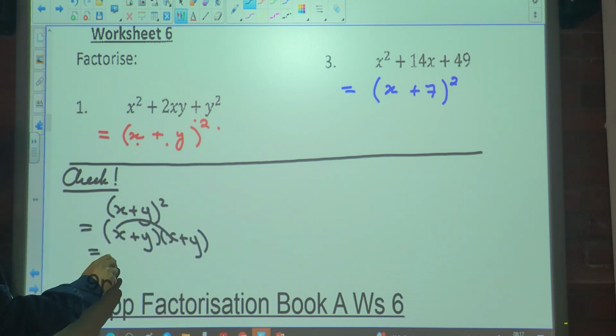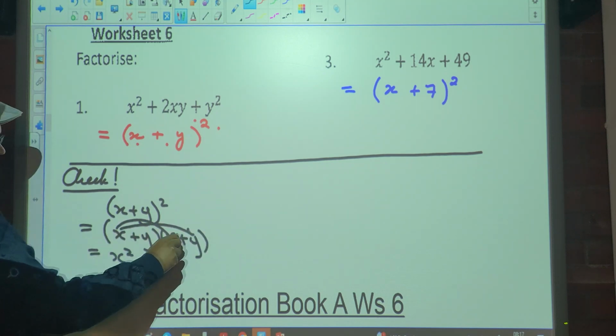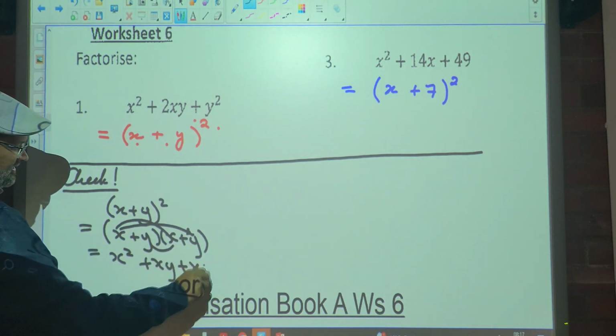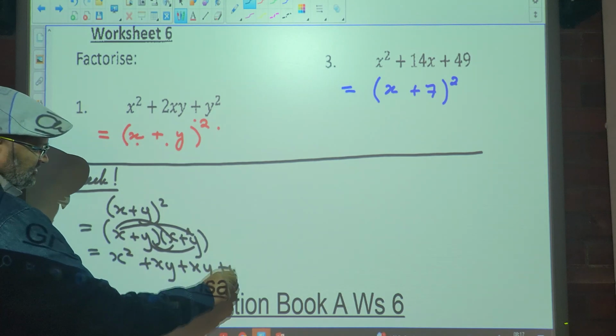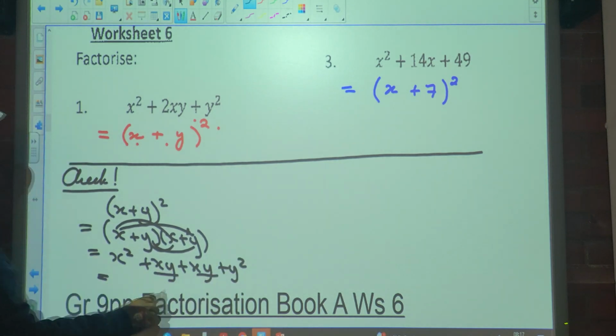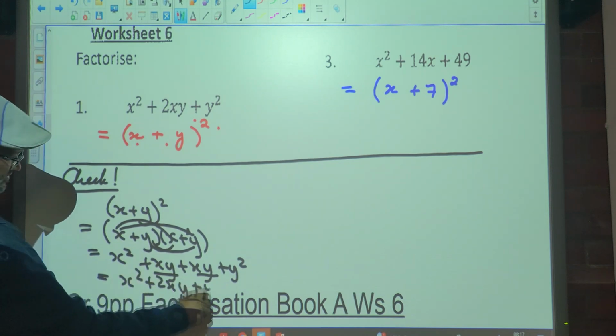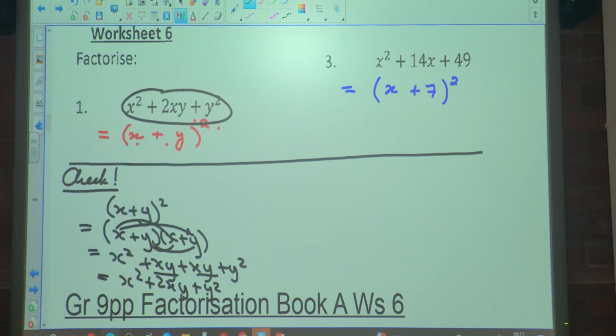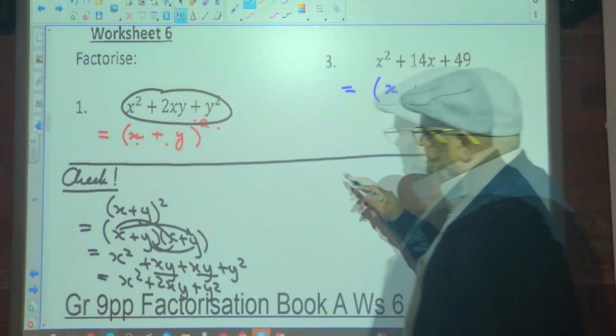What's x times x? x squared. What's x times y? xy. What's y times x? xy. What's y times y? y squared. What is xy plus xy? 2xy, plus y squared. What do you see? The same as the other side. You guys understand? It's gone the other way.